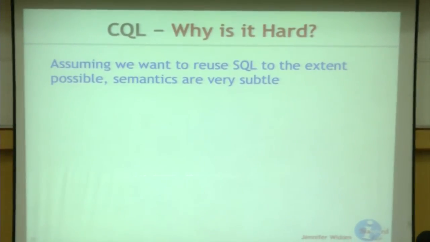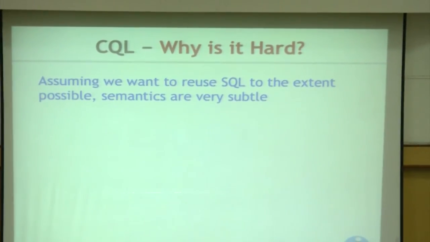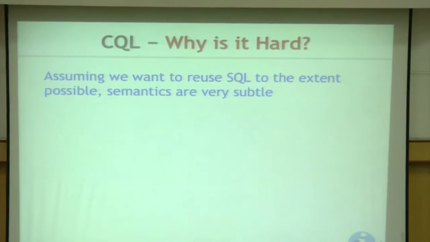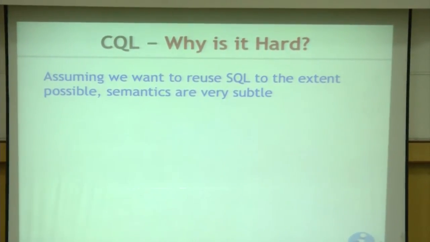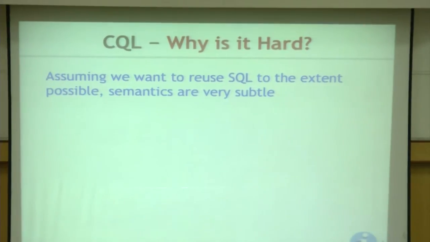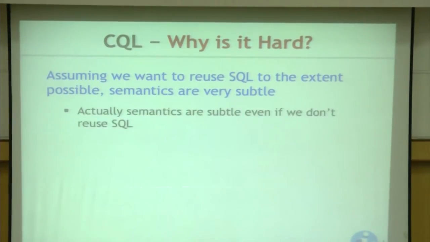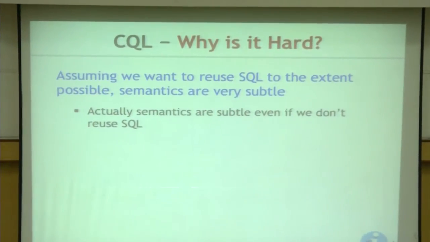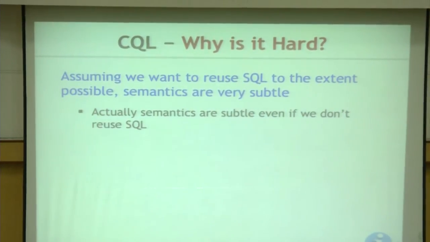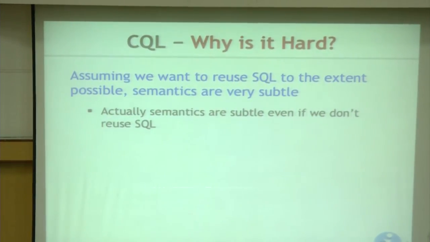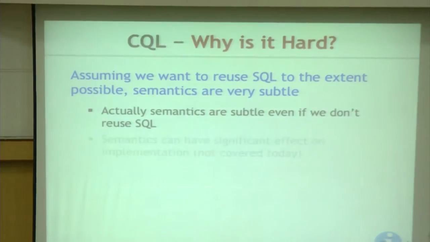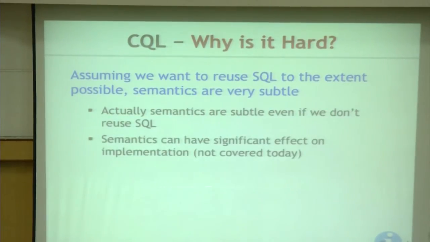So why is it hard? And this I'm going to motivate quite a bit. If we want to reuse the SQL language to some extent in the area of data streams, it turns out the semantics, the meaning of the queries, can be very subtle, and we'll see examples that show that. In fact, I think even if you don't reuse SQL, the semantics of continuous queries over data streams are not at all obvious. And the semantics can actually have a significant effect on the implementation.